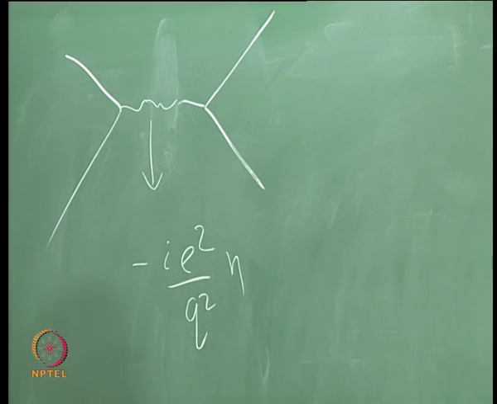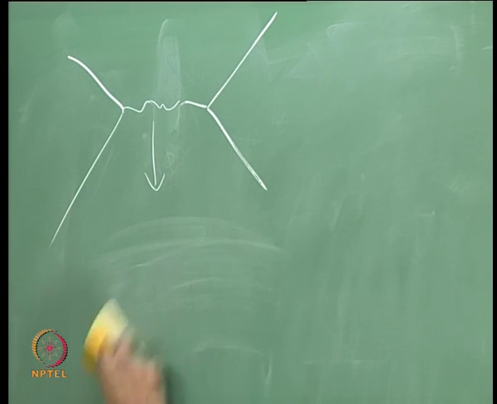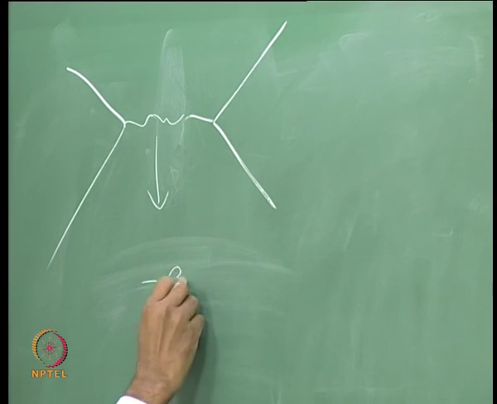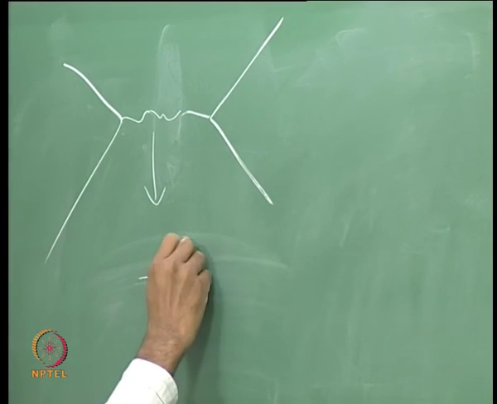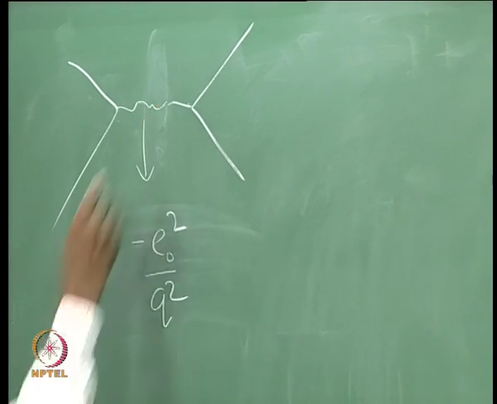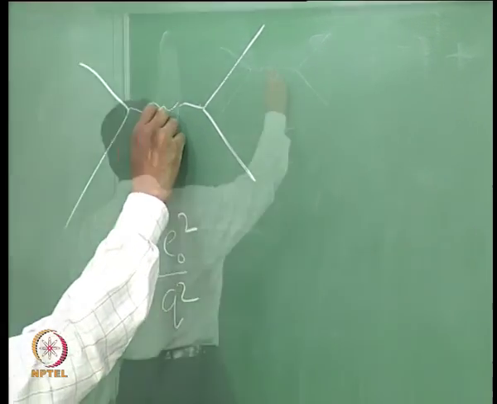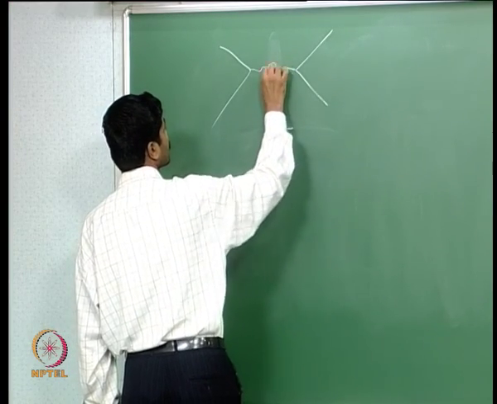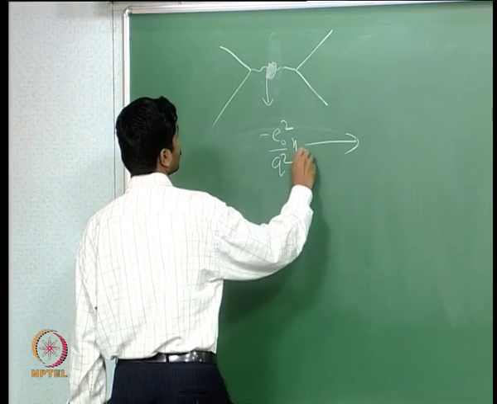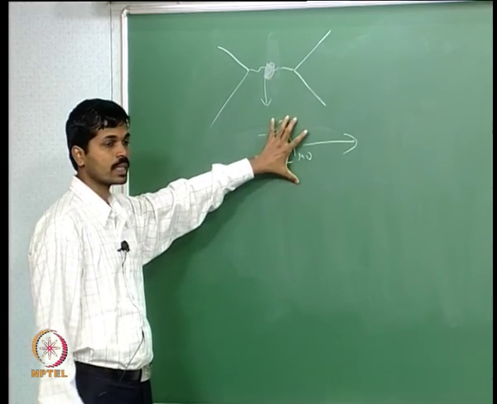So, you would have got a factor of minus i e from here, minus i e from here. At the end of the day, if e0 is the charge of the electron, you would have got e0 squared divided by q squared for such a diagram. Instead, when you sum up all such diagrams, you do not get this. This quantity is simply replaced by this times eta mu nu. This is what you get from this propagator at tree level.